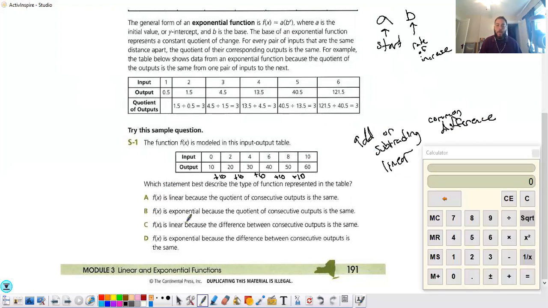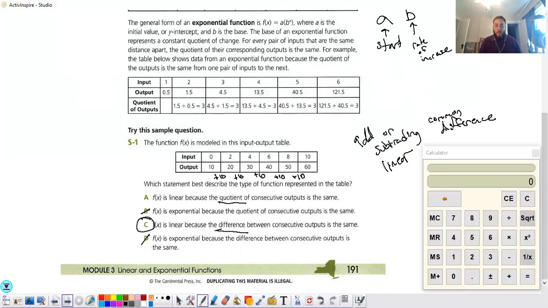So right away, we can get rid of B and D because this is a linear function, right? So then we have to say, is it a linear function because the quotient of consecutive outputs is the same, or is it linear because the difference between consecutive outputs is the same? Whenever we have linear, we're looking at the common difference. So it is choice C, and we can eliminate choice A there.